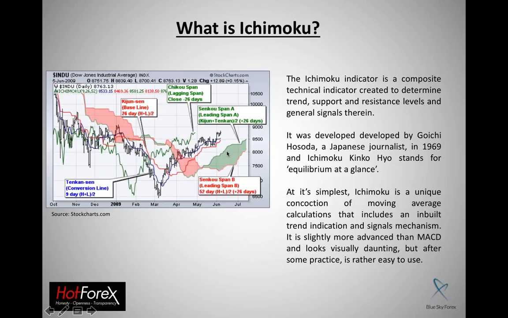One thing I didn't mention is that you have these very obvious red shaded areas and green shaded areas. It's simply the difference between the red and green lines, which I highlighted earlier.